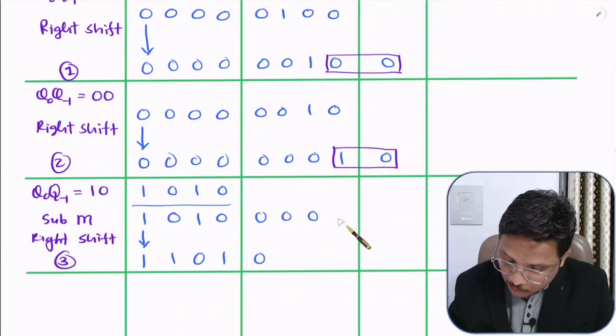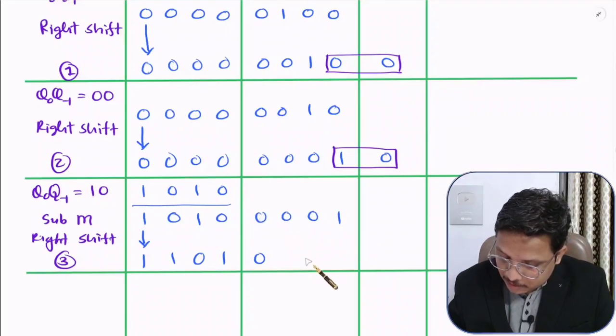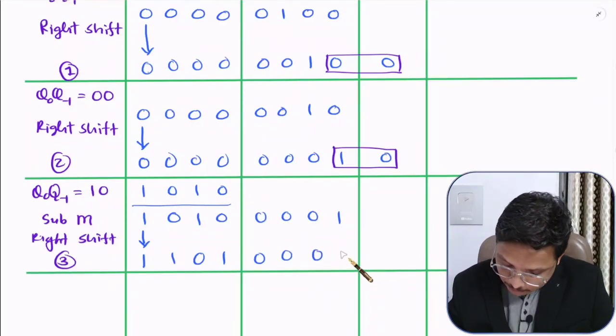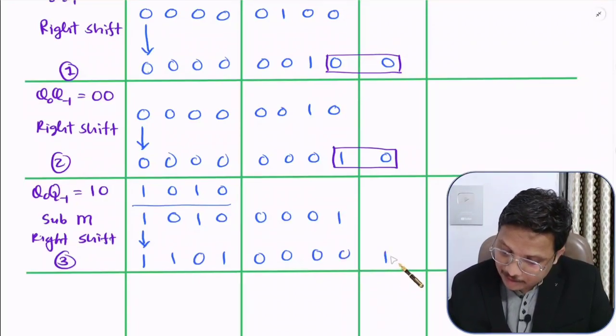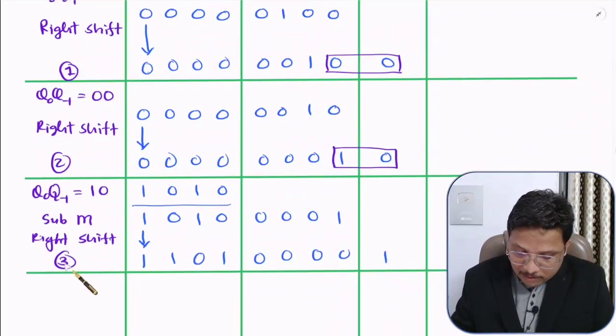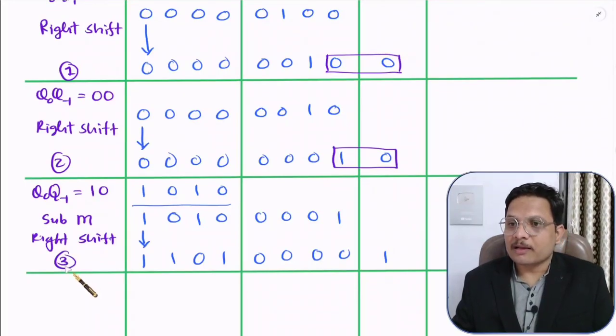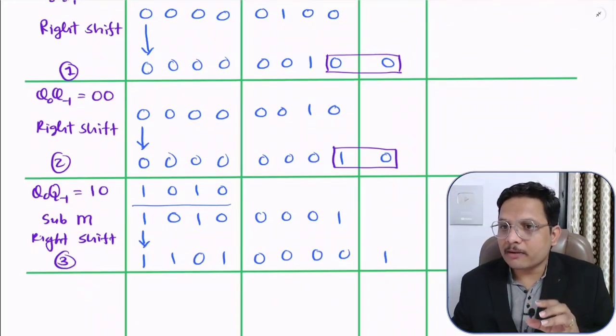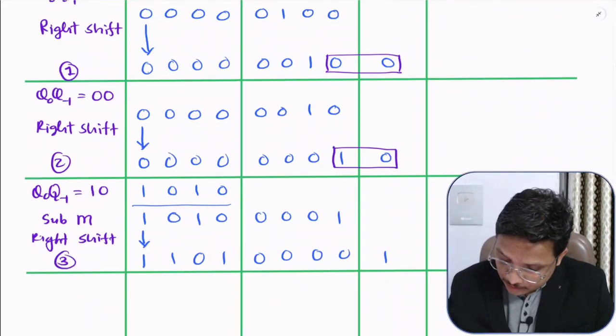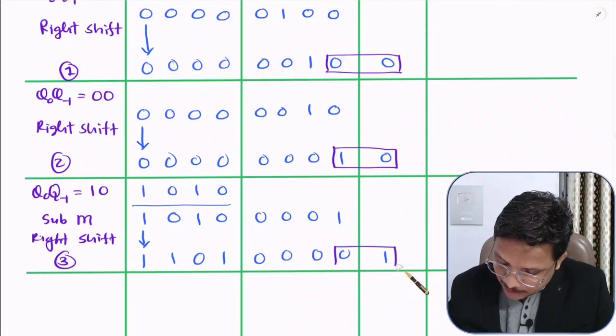Now I need to copy this data over here as well: 0, 0, 0, 1. Now just shift this data towards the right side, right? And this 1 will come here. Now we have completed the third step. How many steps do we need to have over here? 4 steps, right? So the fourth time I need to repeat this step.